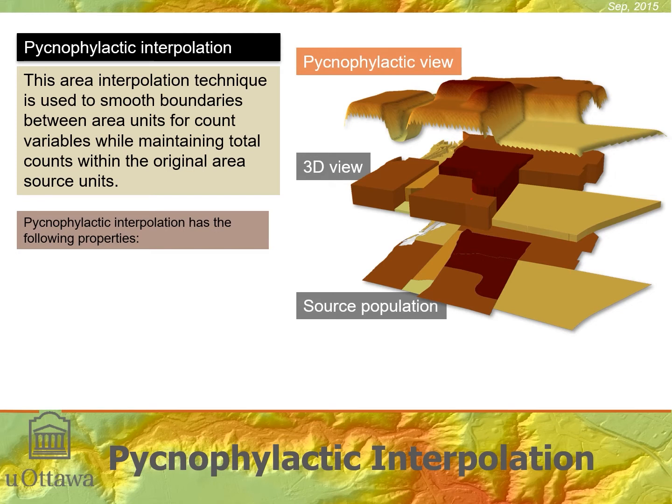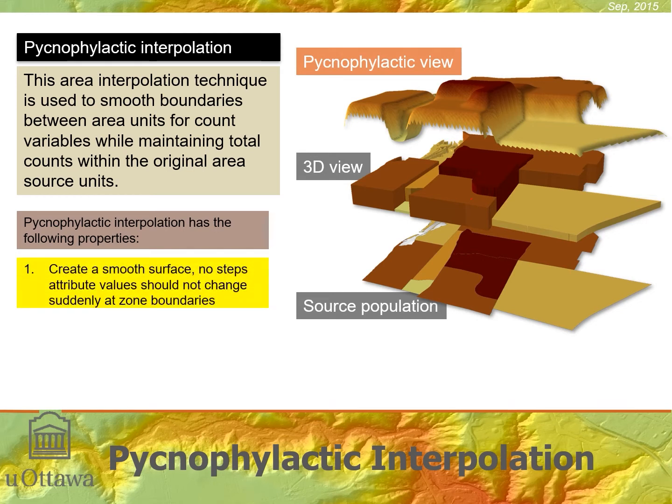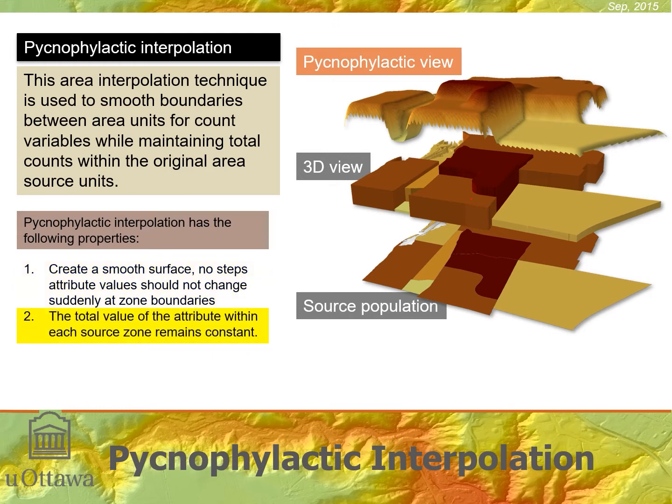So it has the following properties. First, it creates a smooth surface with no steps, and attribute values should not change suddenly at zone boundaries. So we know in the real world the zones are often artificial, and we don't expect that the boundaries actually are hard cutoffs between whatever processes we're observing within the polygons. Second, the total value of the attribute within each source remains constant.